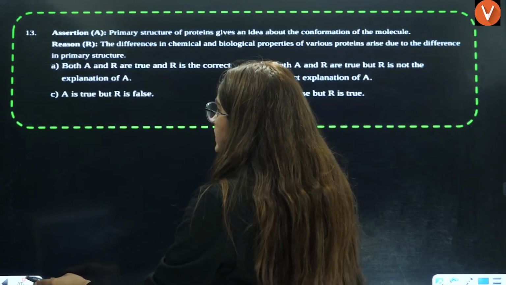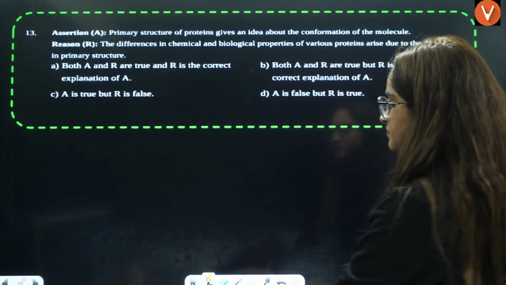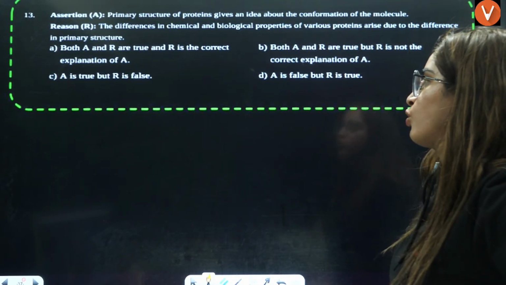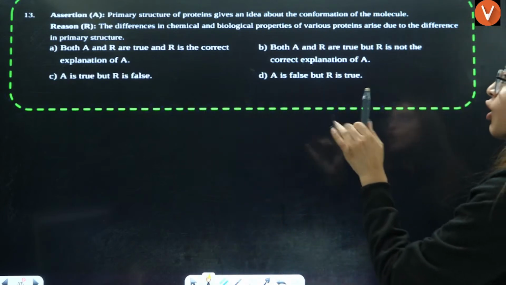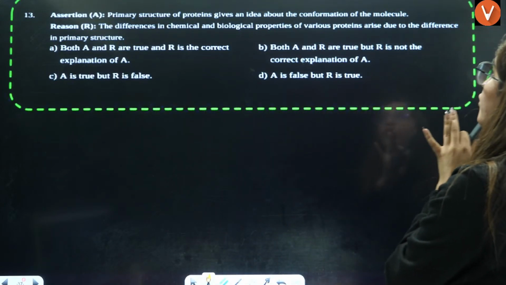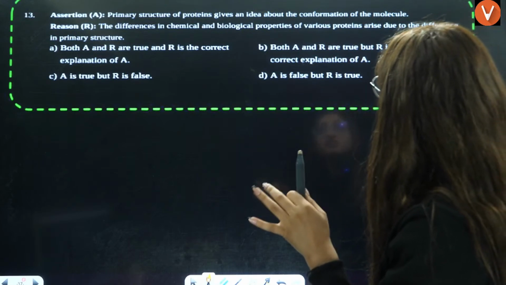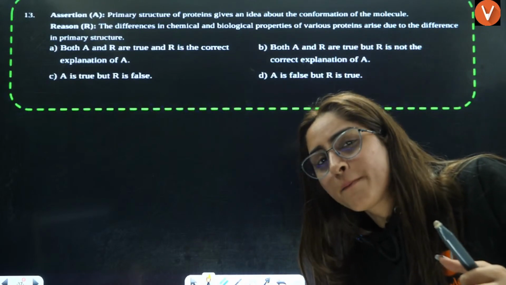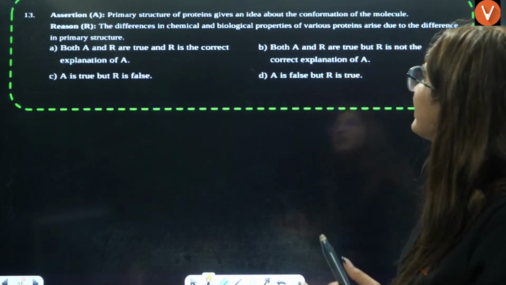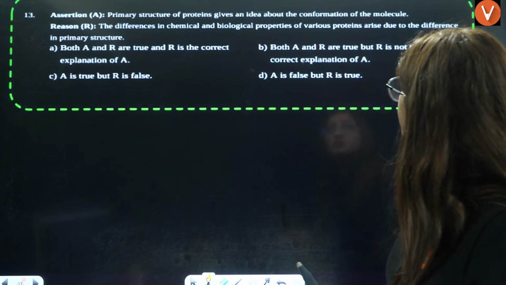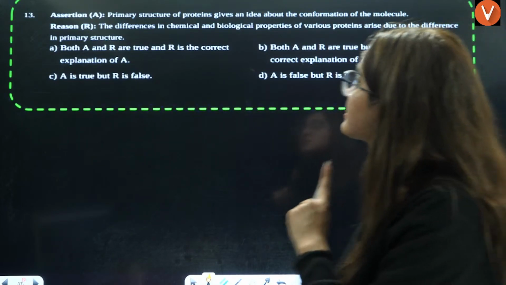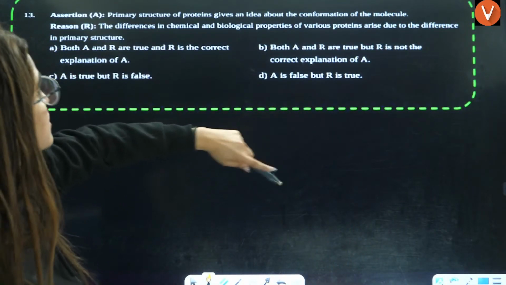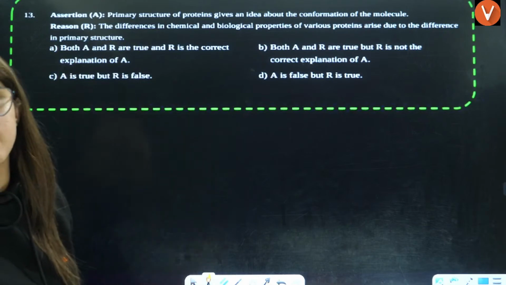Chalo. Next, beta, next. Assertion: primary structure of proteins gives the idea about the conformation of the molecule. Reason: the differences in chemical and biological properties in various proteins arise due to the difference in the primary structure, right?